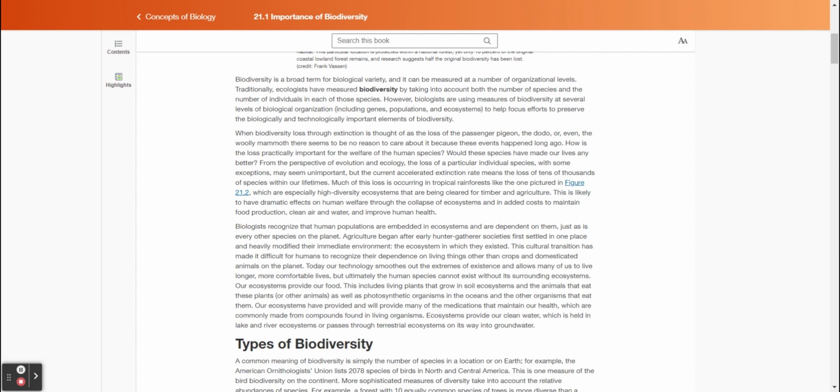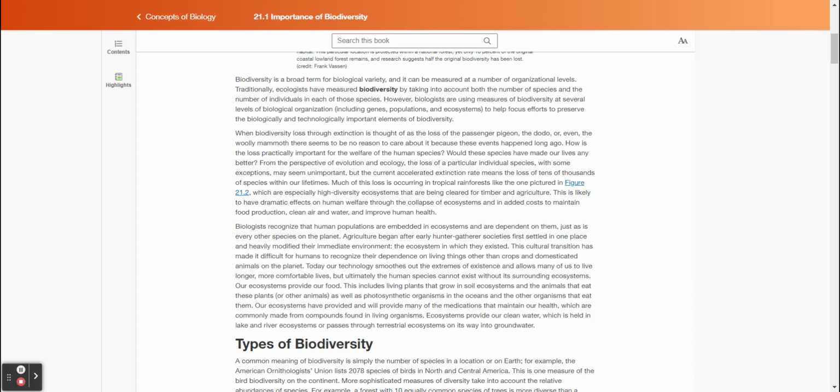Biologists recognize that human populations are embedded in ecosystems and are dependent on them, just as is every other species on the planet. Agriculture began after early hunter-gatherer societies first settled in one place and heavily modified their immediate environment, the ecosystem in which they existed. This cultural transition has made it difficult for humans to recognize their dependence on living things other than crops and domesticated animals on the planet. Today, our technology smooths out the extremes of existence and allows many of us to live longer, more comfortable lives. But ultimately, the human species cannot exist without its surrounding ecosystems.